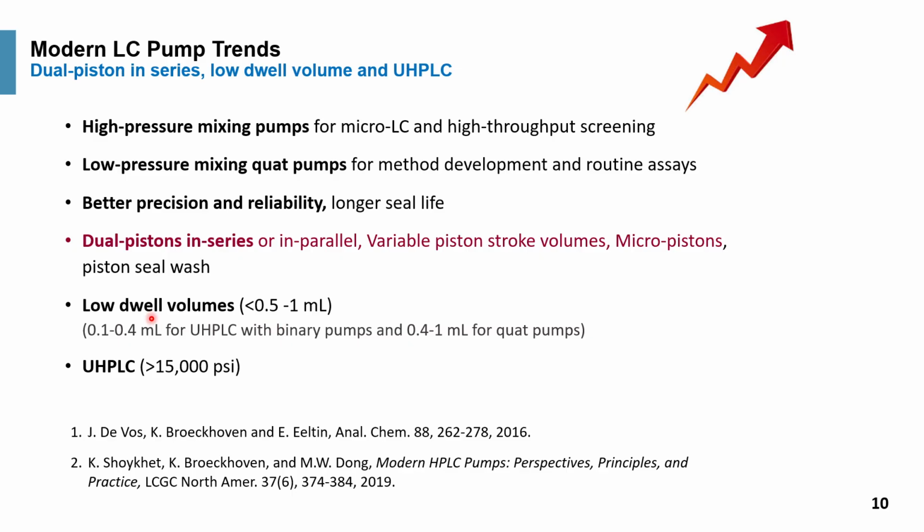So modern pumps have low dwell volume or gradient delay volume, definitely less than 1 mL. For most binary pumps, it is less than half a mL. And for UHPLC, typically dwell volumes are in the range of 0.1 to 0.4 mL. For UHPLC, the common interpretation of the pressure rating is over 15,000 psi. Once again, two references are quoted here. The first one is Analytical Chemistry, and the second one is a white paper that can be downloaded for free from LCGC magazine.